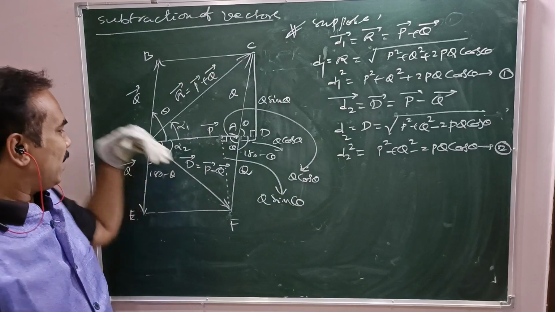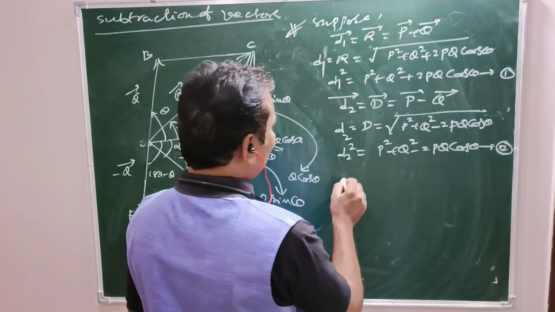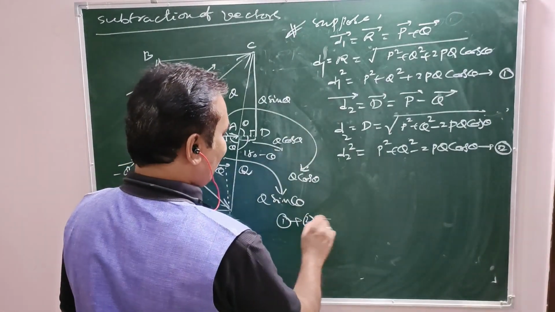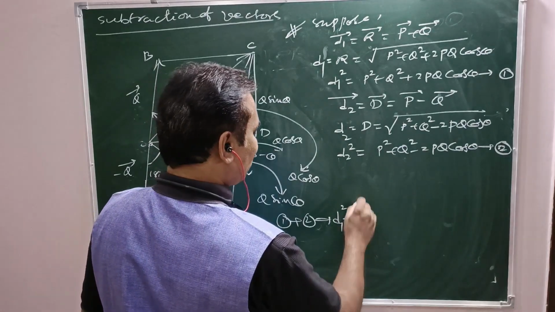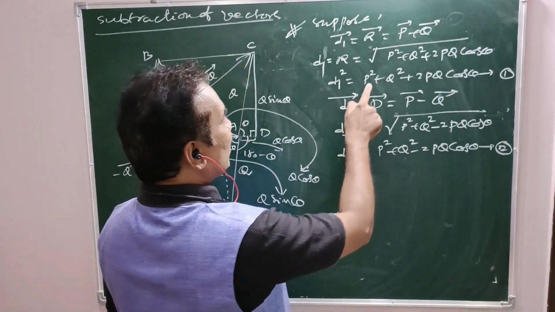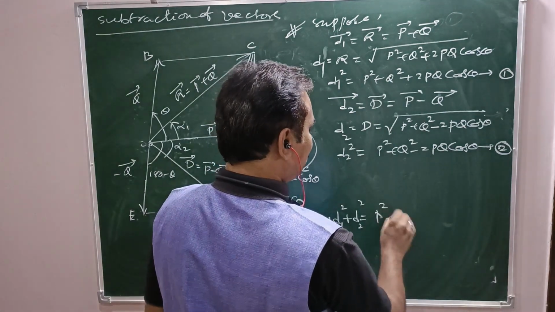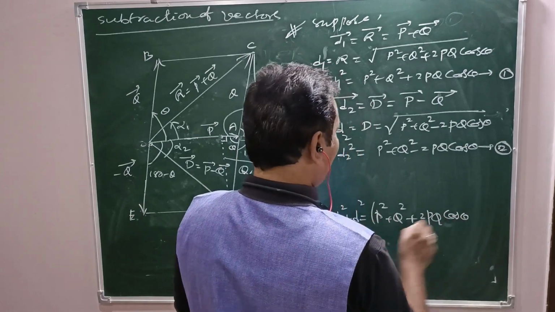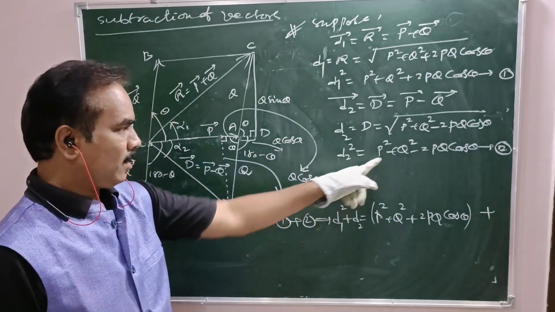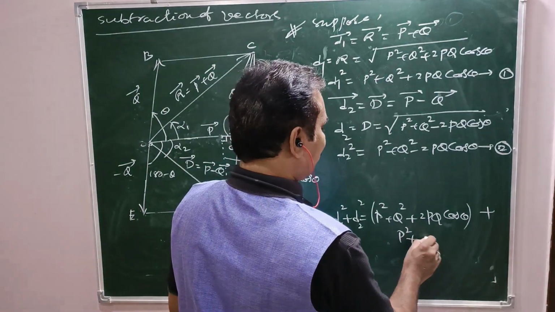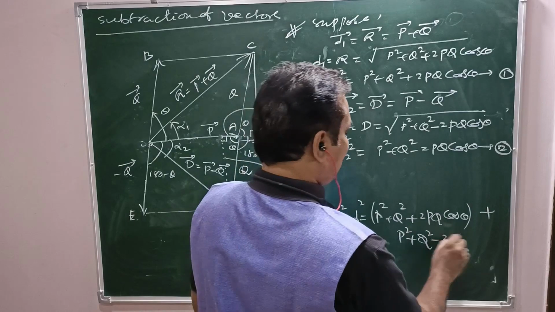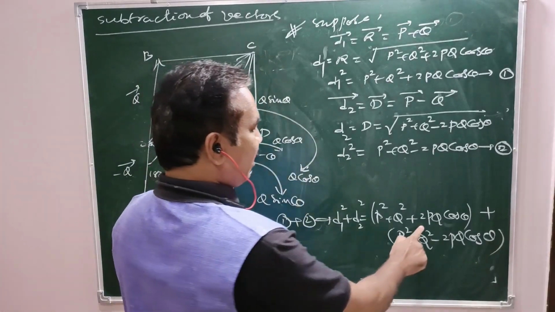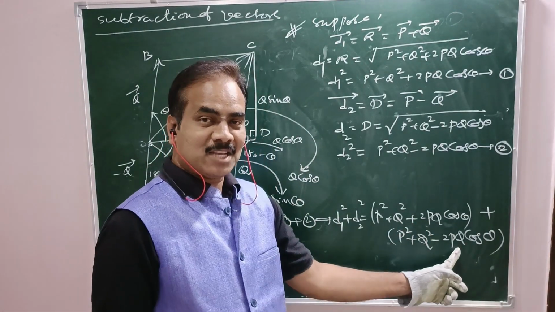That is D1 square plus D2 square, means 1 plus 2, equal to, what is D1 square? P square plus Q square plus 2PQ cos theta, plus, what is D2 square? P square plus Q square minus 2PQ cos theta. Right? Okay, here it is plus 2PQ cos theta, here it is minus 2PQ cos theta.